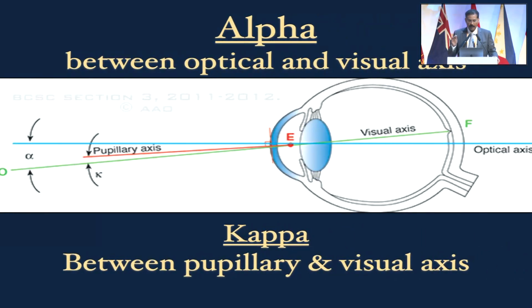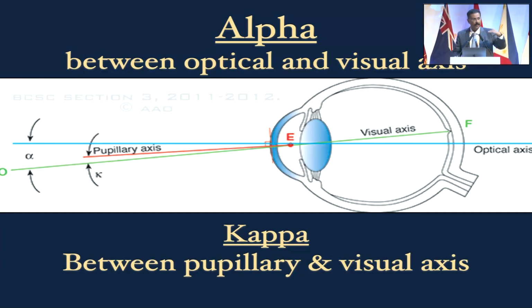So, we should know that there is a visual axis which goes to the fovea. And there are other axes, which are an optical axis and a pupillary axis. So that goes to the center of the pupil. The other one is the perpendicular one which goes perpendicular to the cornea. So there can be an angle between these two.